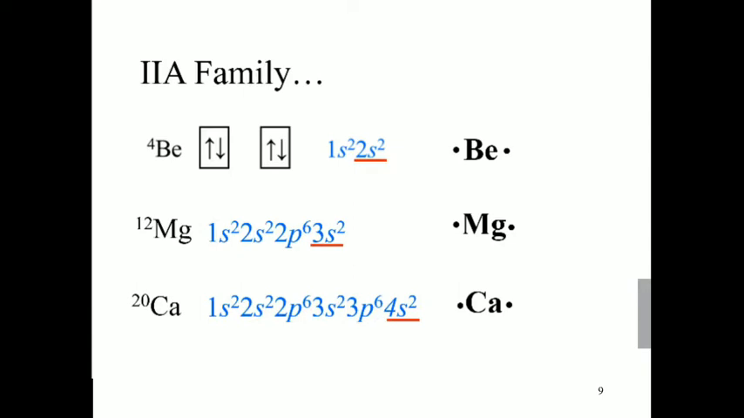So in the case of beryllium, magnesium, calcium, which are all in 2A, they have the same number of valence electrons, which is 2. So you will notice the same number of valence electrons but different outermost shell. So beryllium's outermost energy level or shell is 2. Magnesium is 3. Calcium is 4. All of them have the same number of valence electrons, so they have the same number of dots surrounding their chemical symbols.